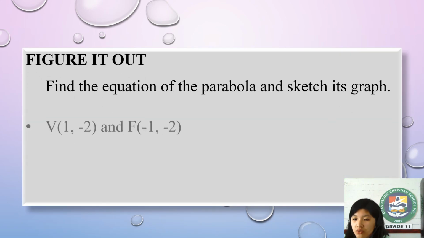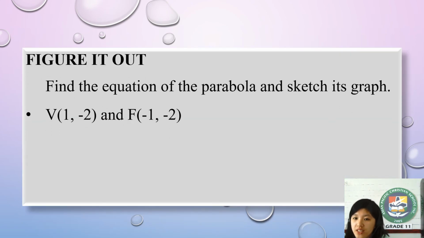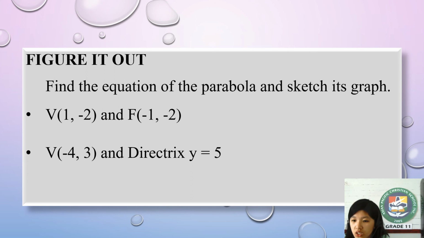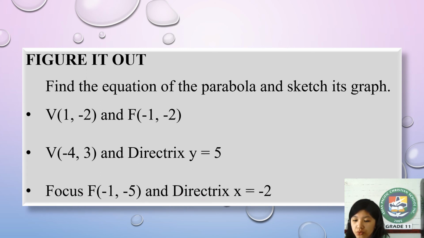So, kung naintindihan nyo na yung lesson, just answer the following. Find the equation of the parabola and sketch the graph. First, we have the vertex 1 and negative 2 and focus negative 1 and negative 2. Then, vertex negative 4 and 3, and the directrix will be y is equal to 5. Then, the last one will be focus, or f, negative 1 and negative 5, and the directrix x is equal to negative 2. Pero kung hindi nyo pa naintindihan yung discussion, so watch the video again.